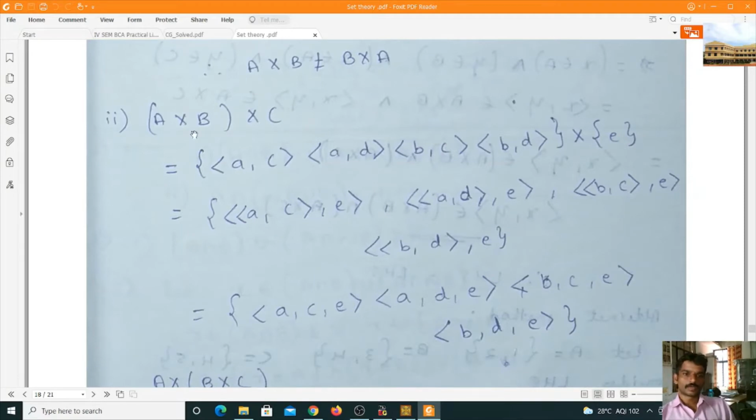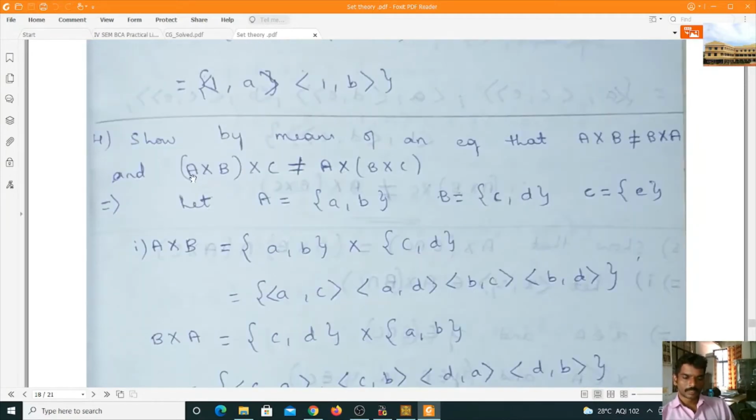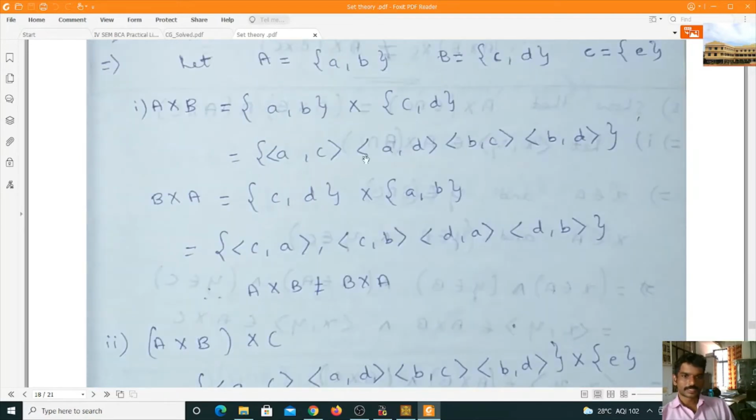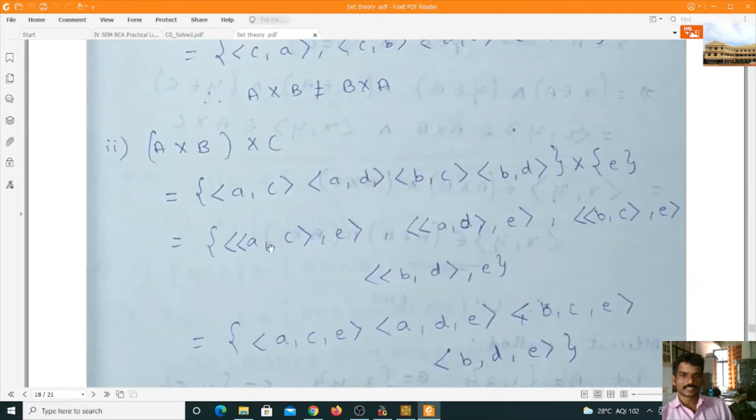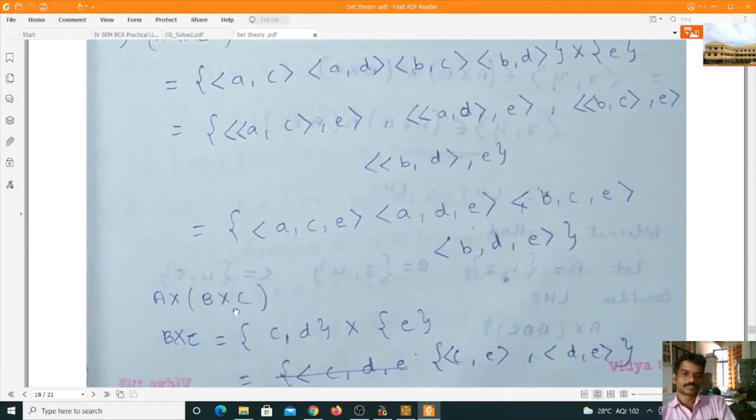Okay, now the second problem: find out a cross b cross c. So a cross b is already calculated. Write the Cartesian product: ace, ade, bce, then bde. Okay, now find out a cross b cross c.